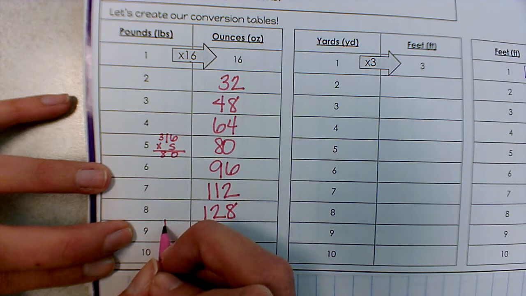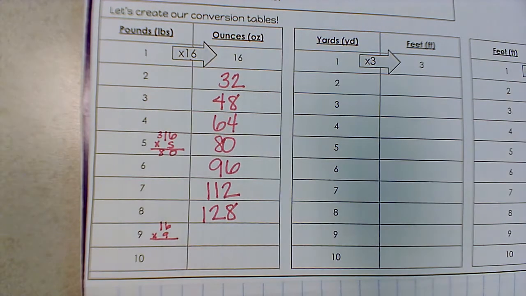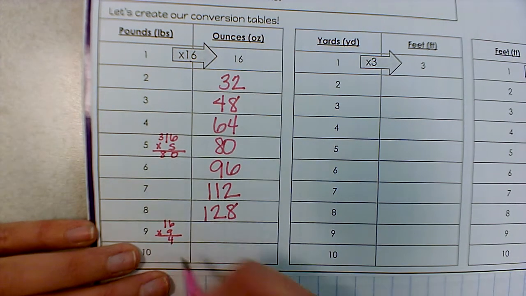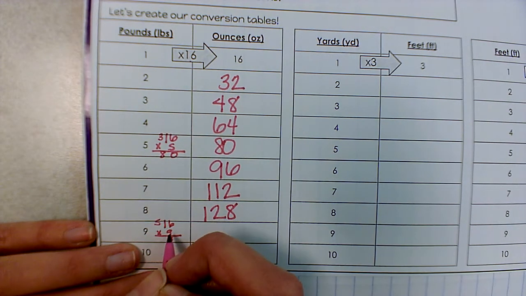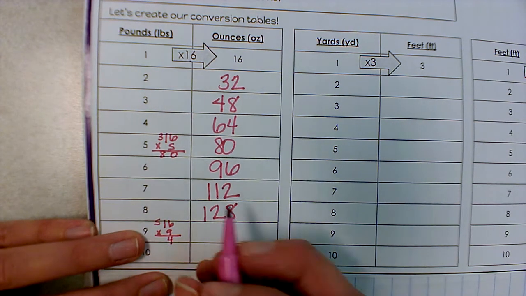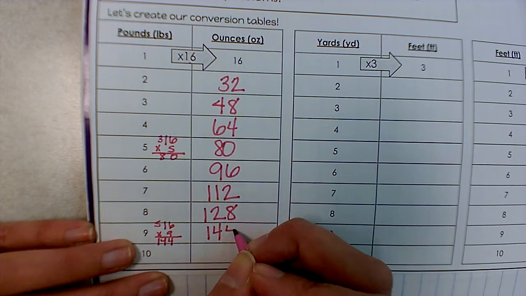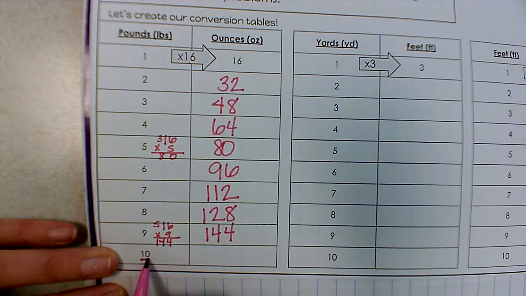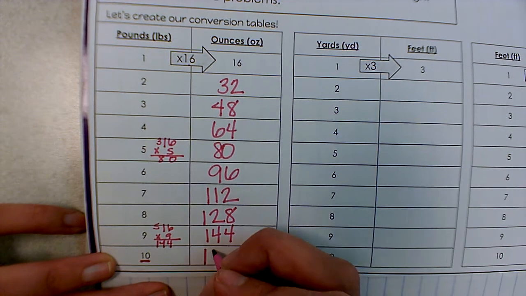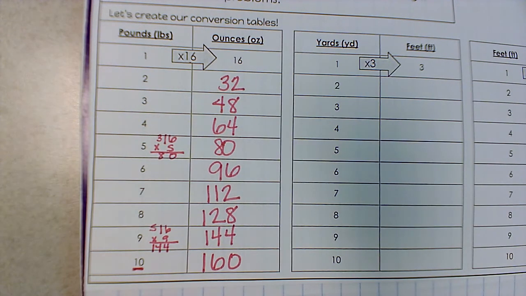Let's try looking again. Let's do 16 times 9 because, ooh, this one could be tricky. So I'm going to try and show my work. So 9 times 6 is 54. So I'll write my 4 and regroup my 5. 9 times 1 is 9, plus 5 is 14. So 9 pounds is equal to 144 ounces. And when I get to 10, remember I can multiply by 10 with my 0 trick, so I get to keep 16 and stick on my 0 for 160.